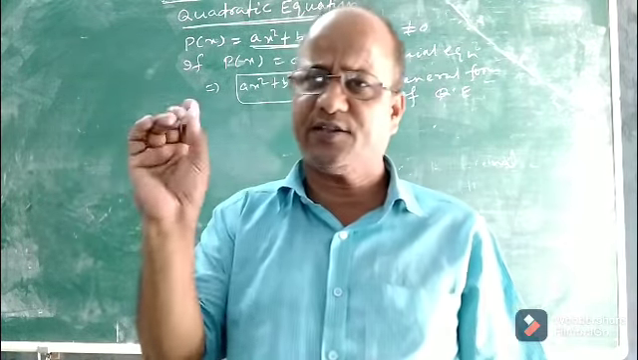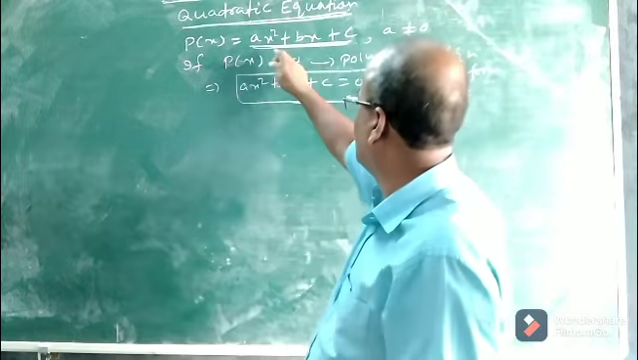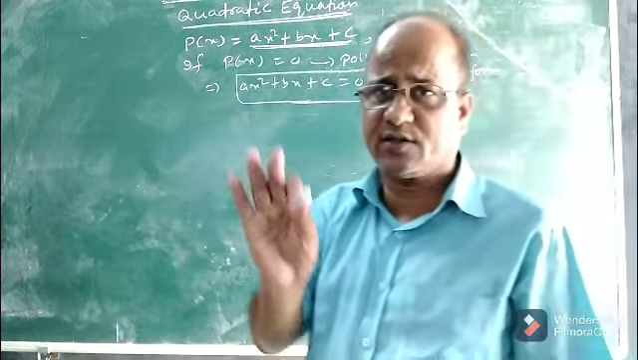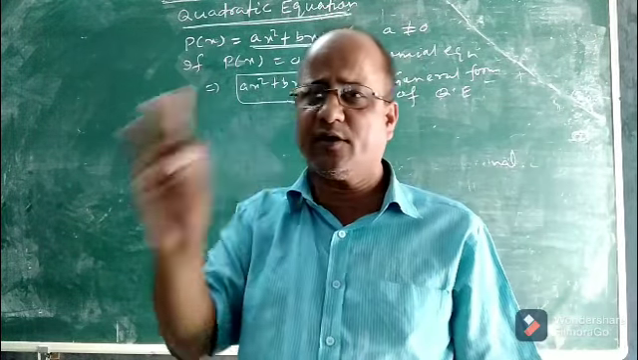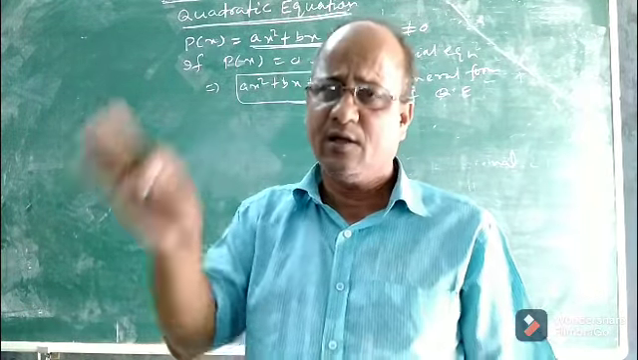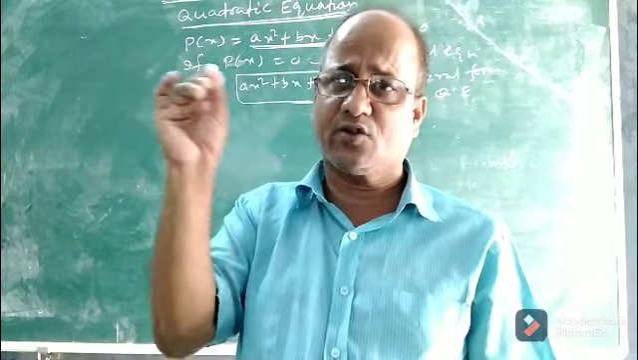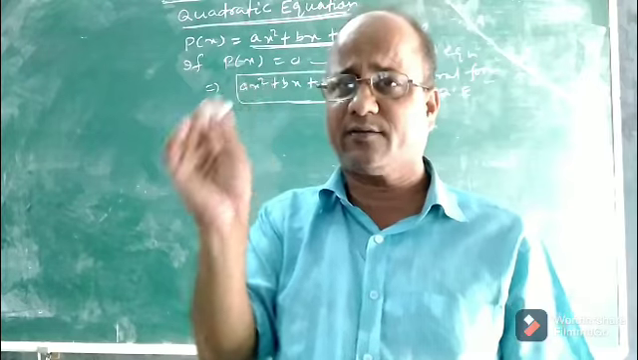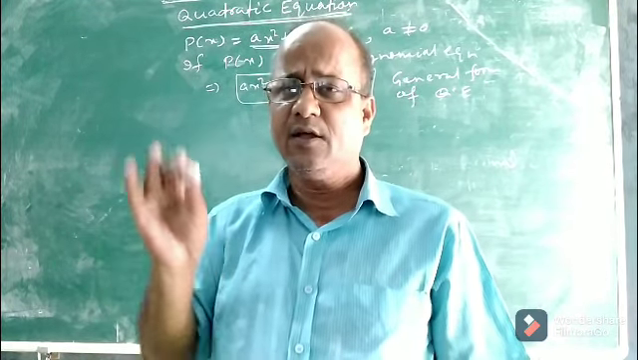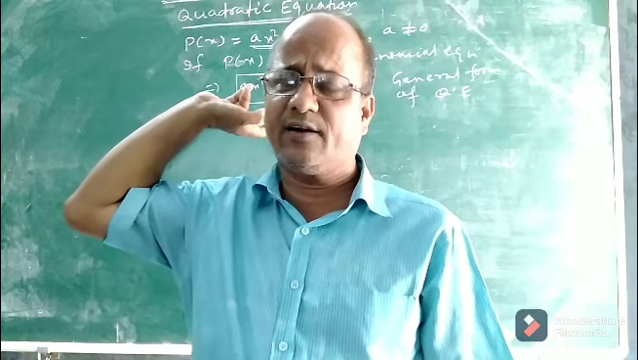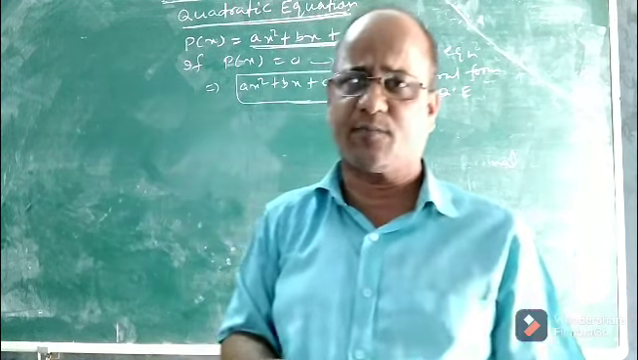Children, you recall the chapter polynomial. There I had said how to find zeros of a polynomial. We discussed quadratic polynomial, zeros of a quadratic polynomial, and the relation between zeros and coefficients. So many things we discussed in that chapter. That chapter is closely related with this quadratic equation chapter.